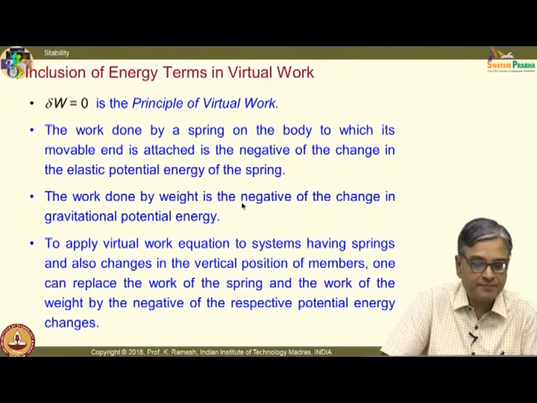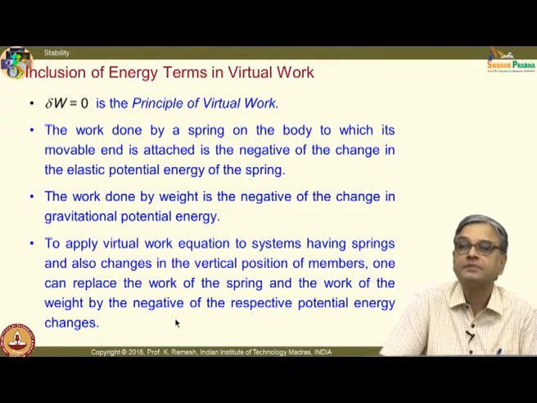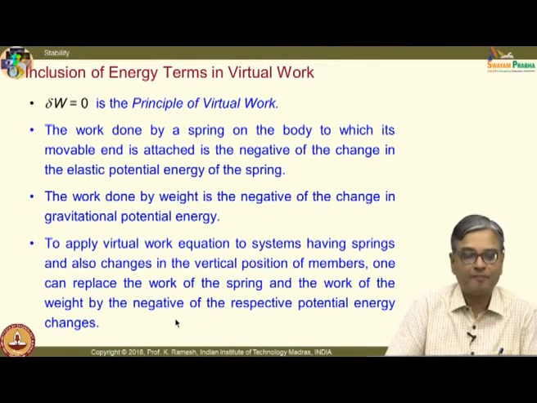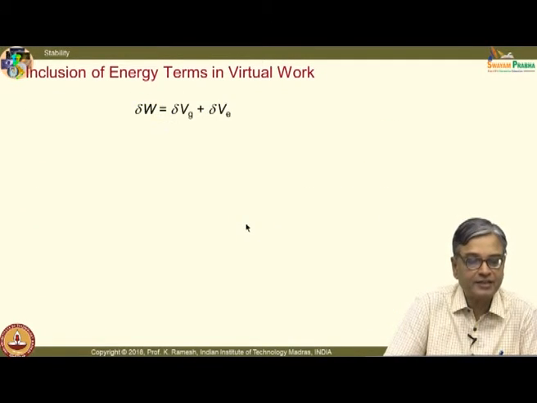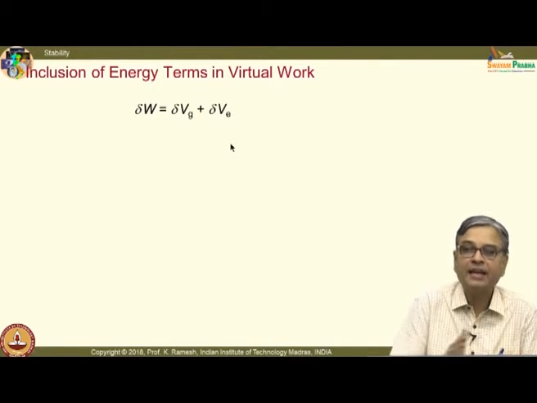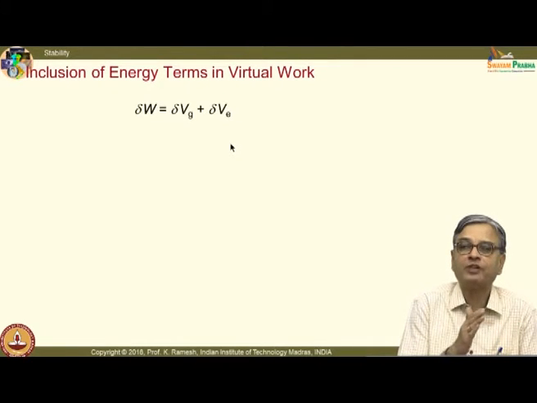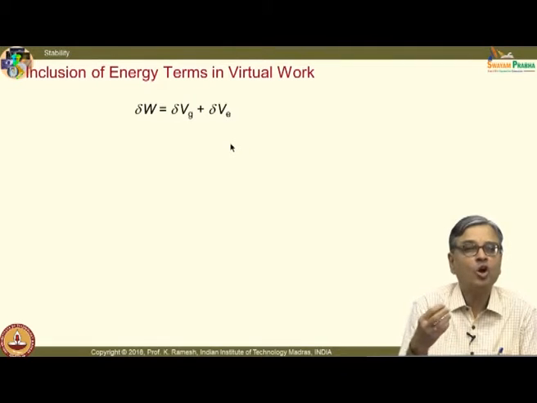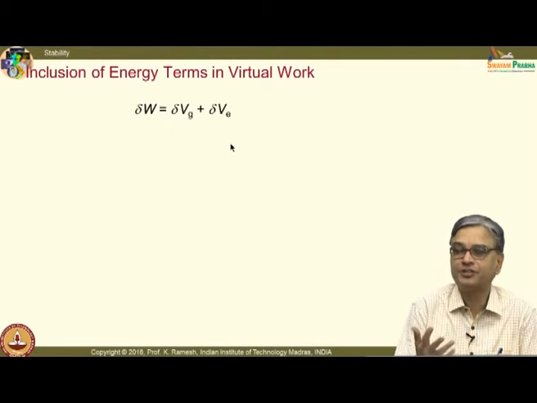So, when I have a system that has springs as well as vertical movement of members, one can replace the work of the spring and the work of the weight by the negative of the respective potential changes. In words it looks very complicated, but as a mathematical equation it is as simple as this: delta W equal to delta Vg plus delta Ve. This is nothing but recasting your principle of virtual work equation in terms of change in potential energy.